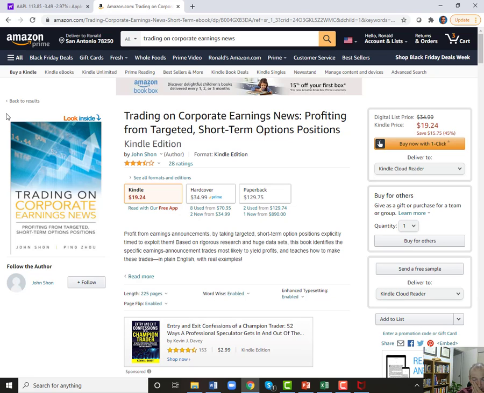And you know what your worst case is going to be on these transactions. That's the nice thing about this transaction: you know the worst case, because you bought the options. If you buy the options, the worst you can do is lose your option premium. So I recommend this book.